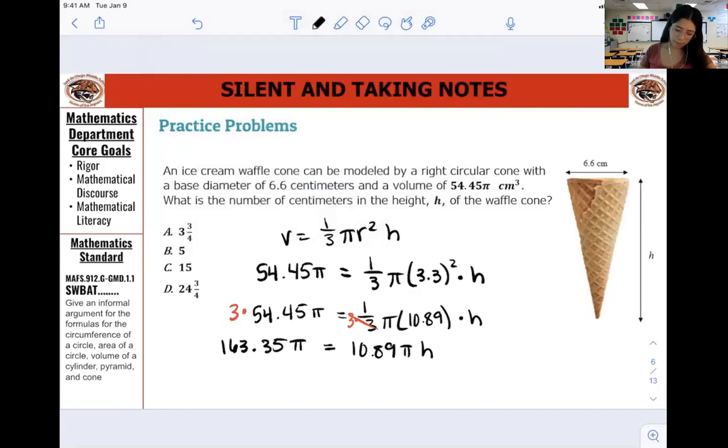Perla says we can divide by pi. We sure can. But we can divide not just by pi, but also 10.89. What happens to these pi's? What happens to the 2 pi's over here?